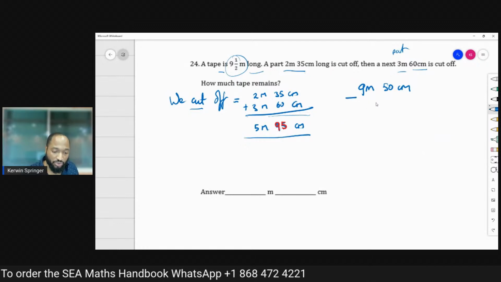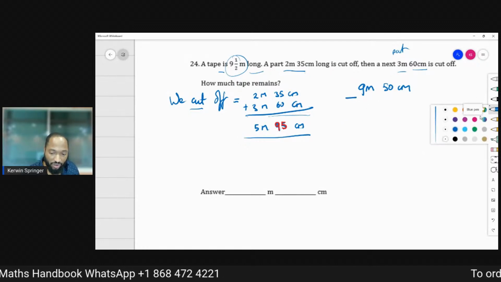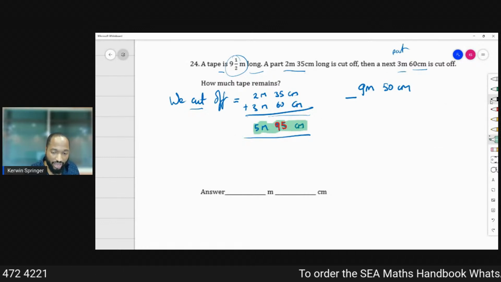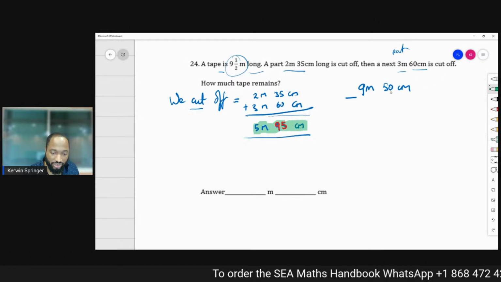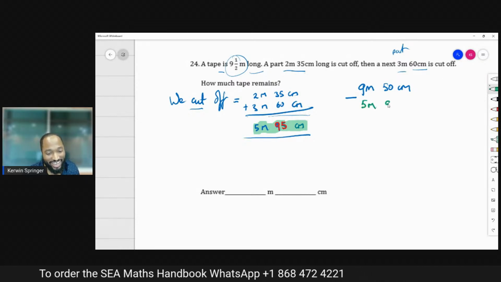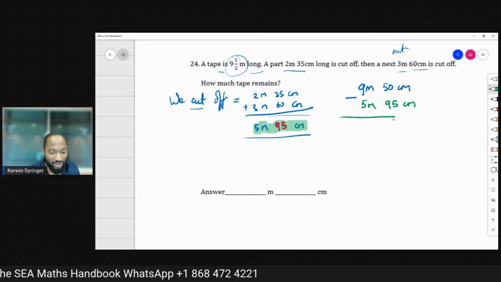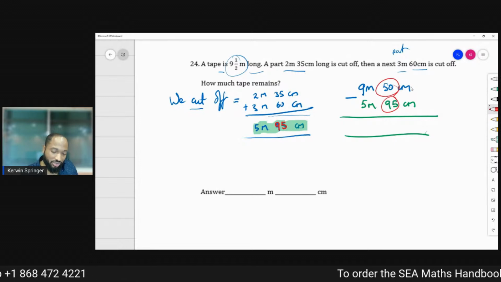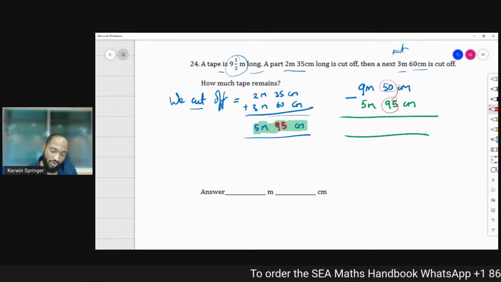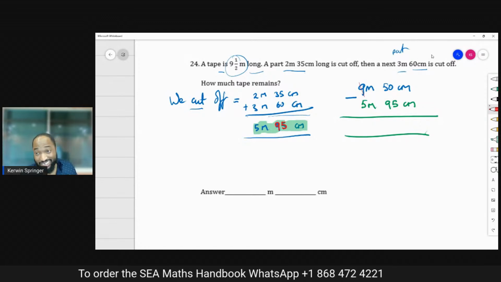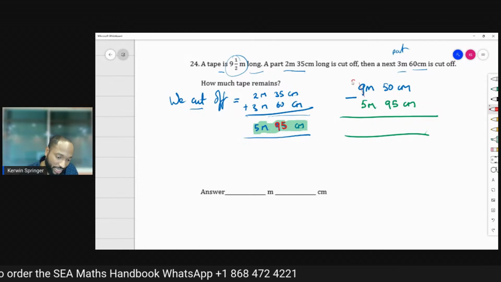So now I'm going to subtract how much I cut off. I just worked out the total that I cut off. I cut off 5 meters and 95 centimeters. So let me do a little subtraction here. All right, 95 can't just be taken away from 50 just so. So we need to, I don't want to say borrow, we're going to take a meter here.